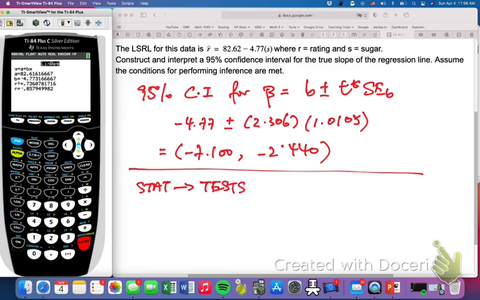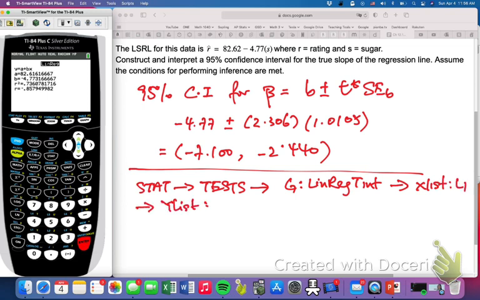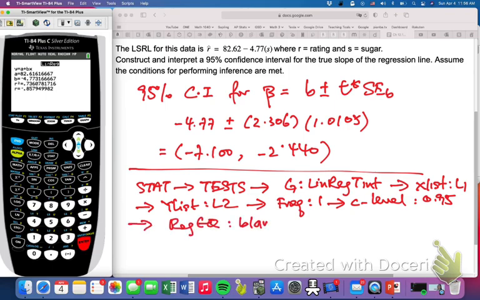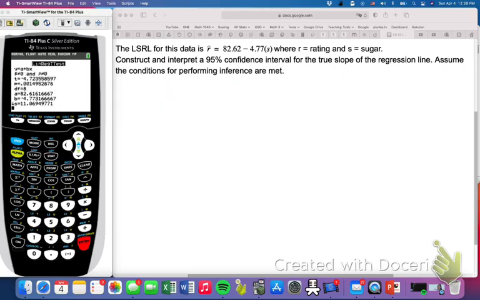You go to stat, you go to test, and then you go to G, not F, you go to G, linear regression t interval, right? And then the X list, you have L1, the Y list, you have L2, and then frequency is 1, just leave that. Confidence level is 0.95. The regression equation, leave it blank, and then you calculate, and you will get this t interval for the slope. So let's do it on the calculator.